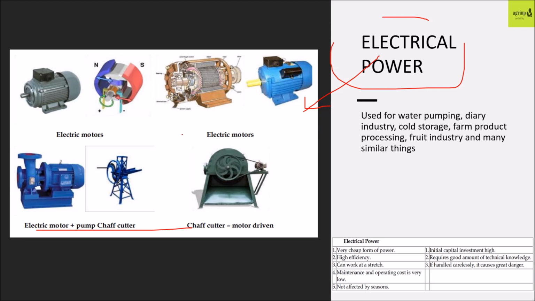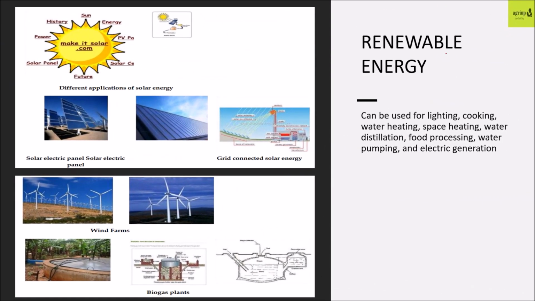Then comes the renewable sources of energy. These sources include solar and sources like wind energy. There are many sources to name. Wind farms are there, biogas plants are there, solar stations are there, grid is there, and so many. So this is also a system, which is the fifth system.